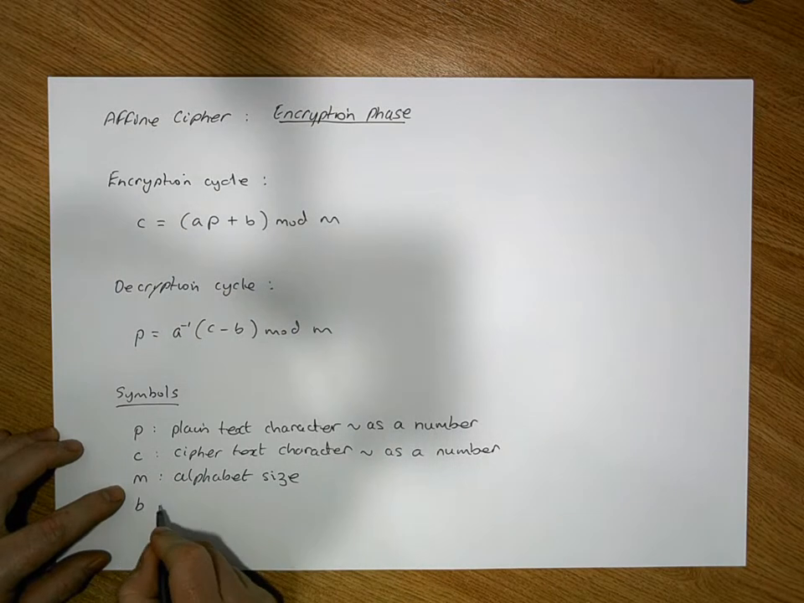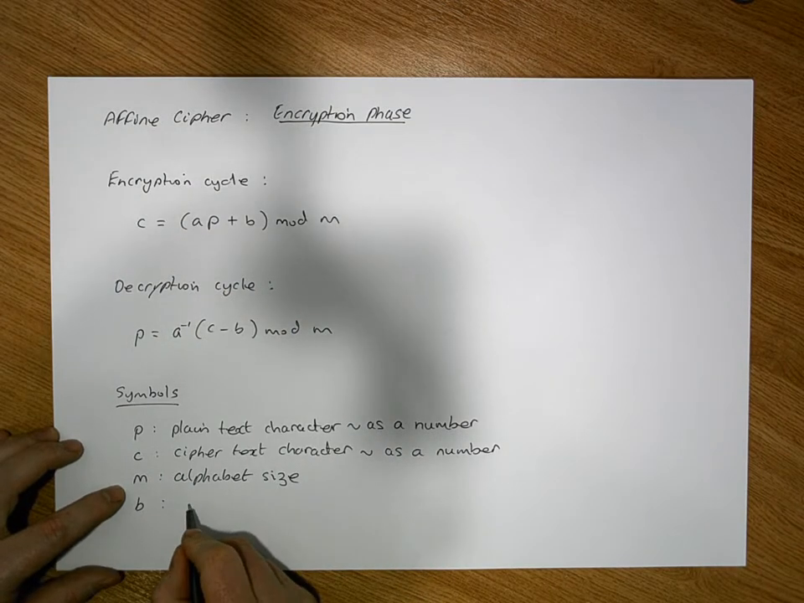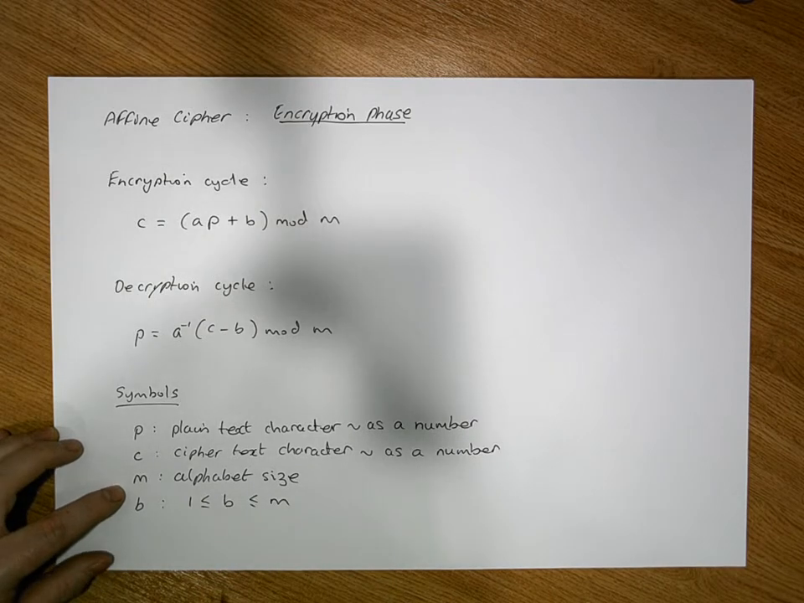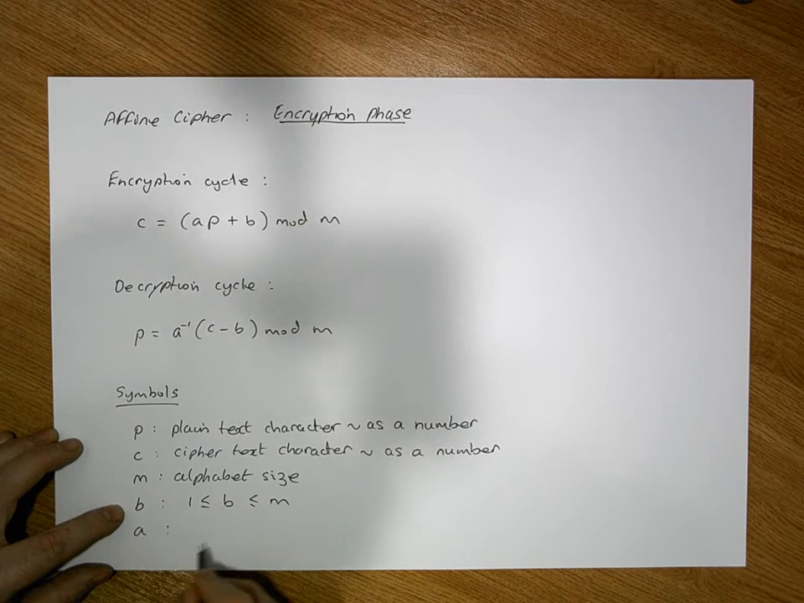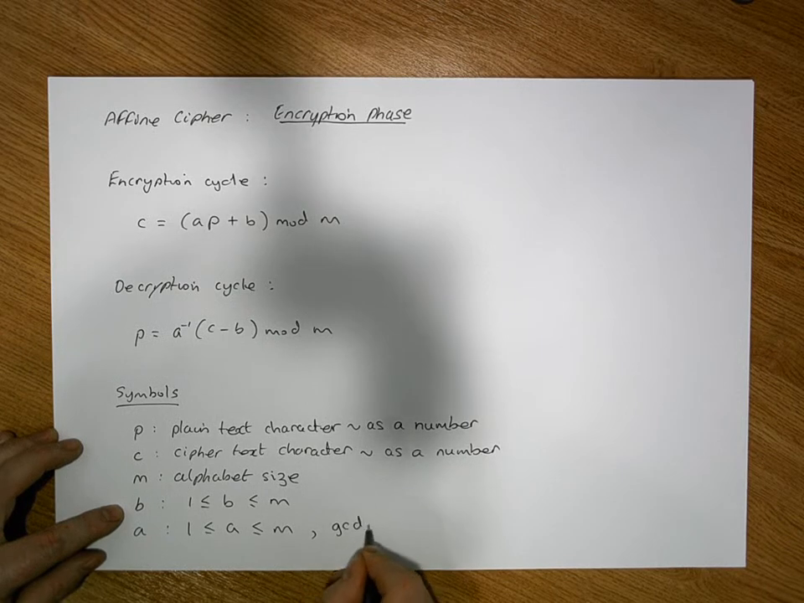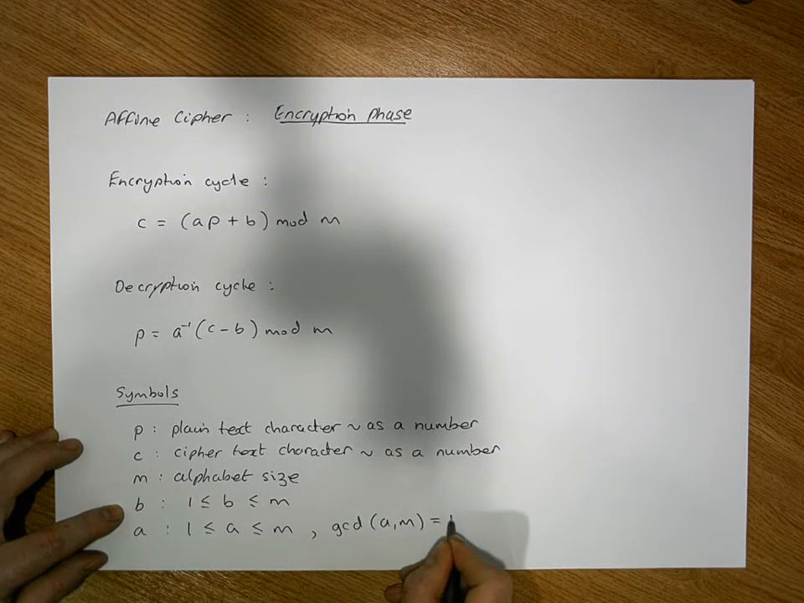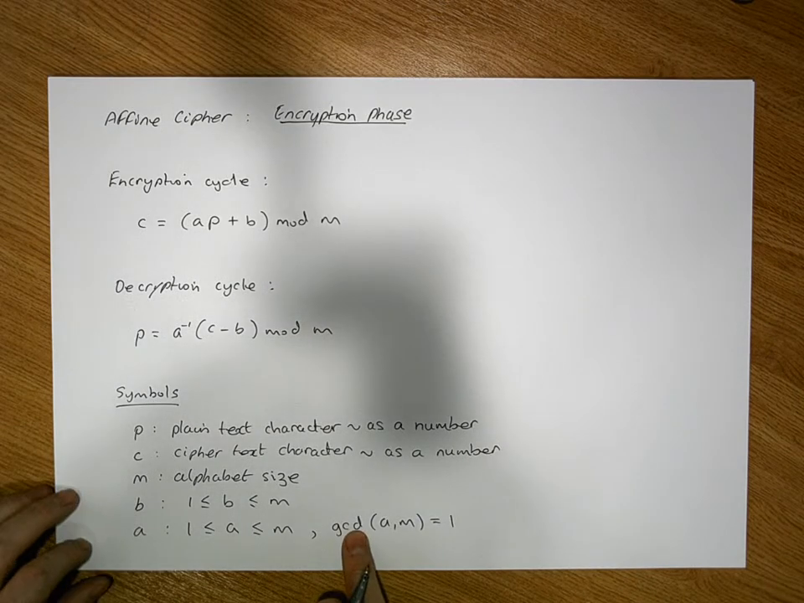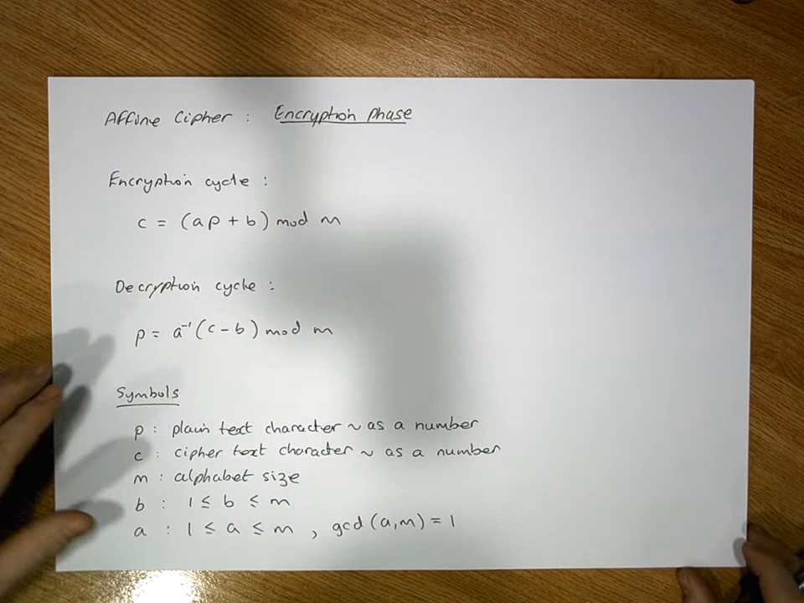B is simply a number that's greater than or equal to 1 and less than or equal to M. And A is also a number that's greater than or equal to 1 and less than or equal to M, but there's also another condition: the greatest common divisor between A and M must be equal to 1. This is really important for this algorithm to work. The GCD of A and M must be equal to 1. Really what we're saying is that the only common divisor between A and M should be 1, no other number. So those are all our symbols.